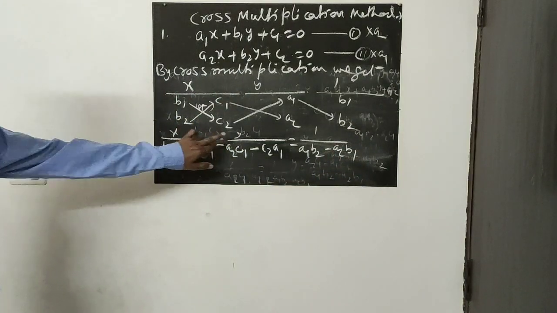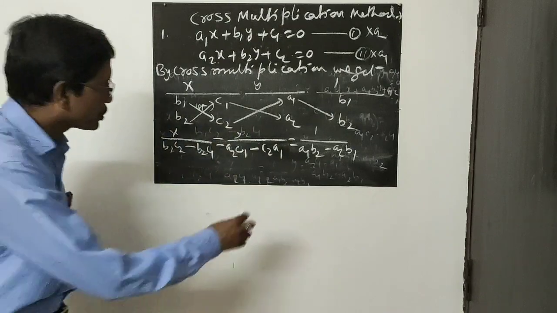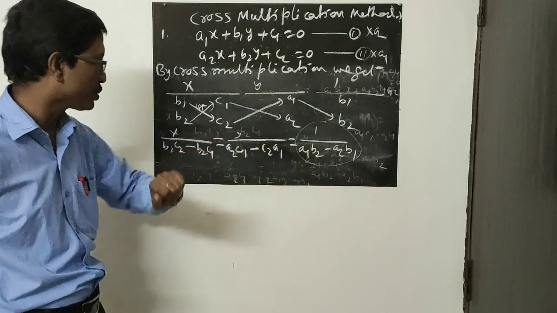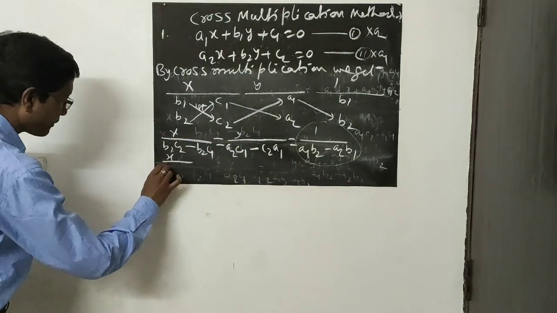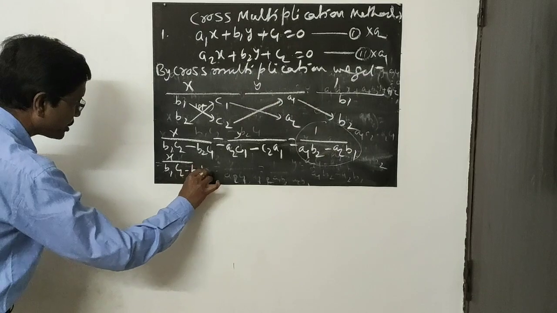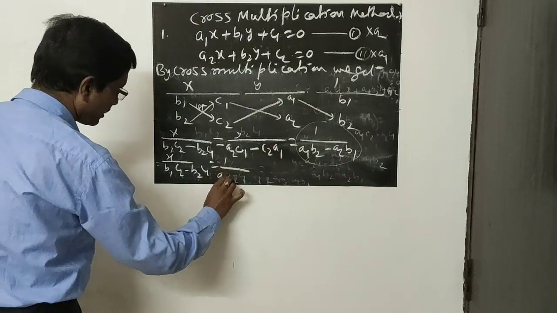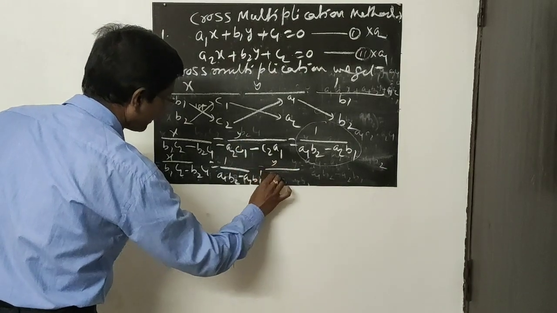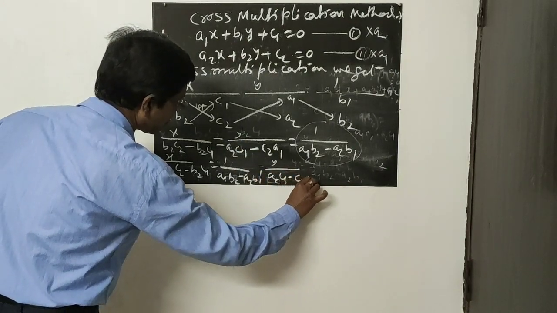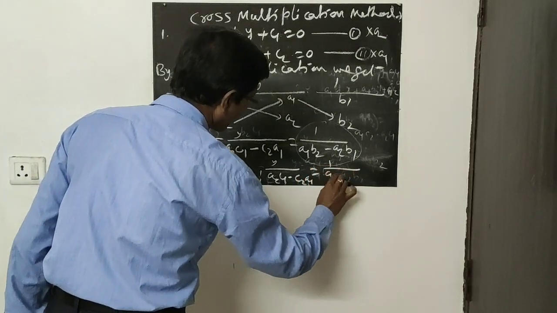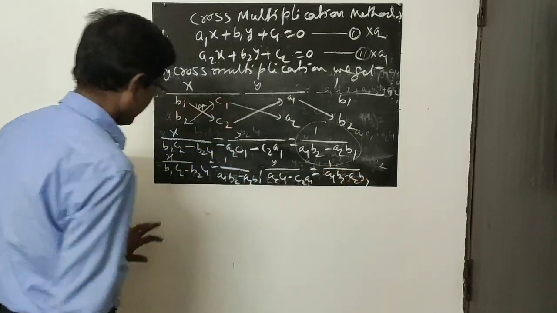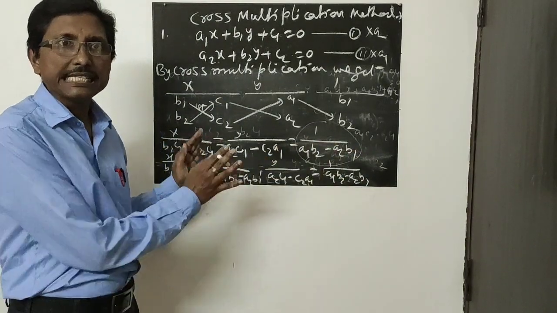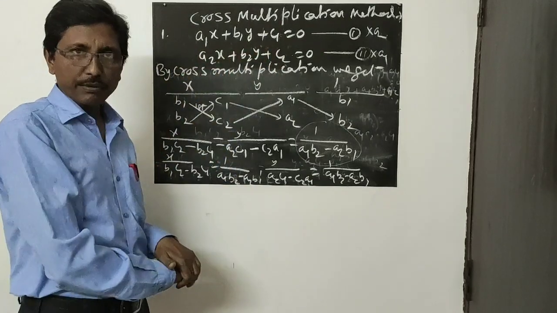Here x, y are the unknowns, and all these other things are given, so these total things are known. Compare with this one. So you will get x by b1 c2 minus b2 c1 equal to 1 by a1 b2 minus a2 b1. Similarly, y by a2 c1 minus c2 a1 equal to 1 by a1 b2 minus a2 b1. From there you will get one solution, x equal to this by that and y equal to this by that. This is the method of cross multiplication.